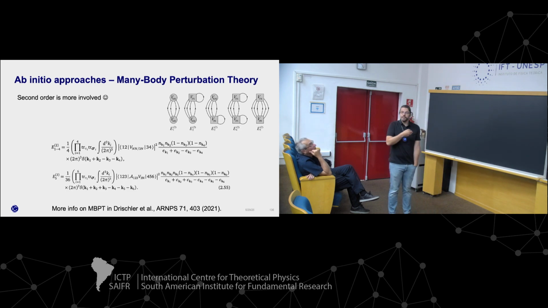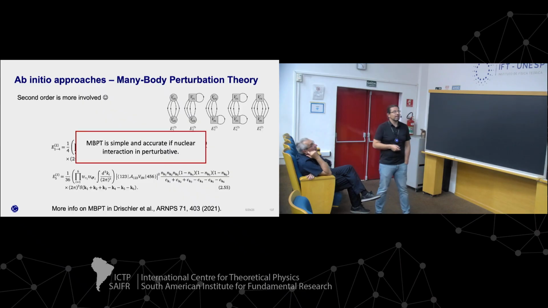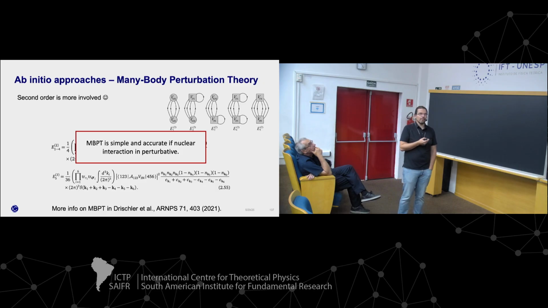But in the end, this is a very simple approach to calculate the equation of state of nuclear matter, if the interaction is perturbative. Basically, related to what we have seen yesterday, if the short distance repulsion is very weak, the interaction is usually perturbative, and if it's perturbative, you can use perturbation theory to a certain order and get a good description of dense matter.